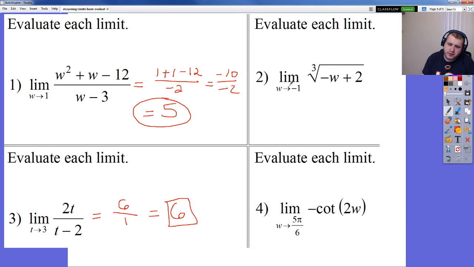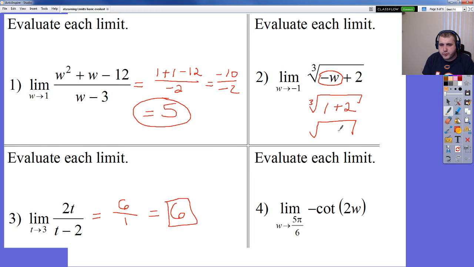Same thing here. We're going to do the exact same thing. The limit as w approaches negative 1, what does this whole thing approach? Now here, don't overthink this one. We're going to take negative w. Well, w is negative 1, so negative w is positive 1, right? So look what this is. This is the cube root of 1 plus 2, which is the cube root of 3.